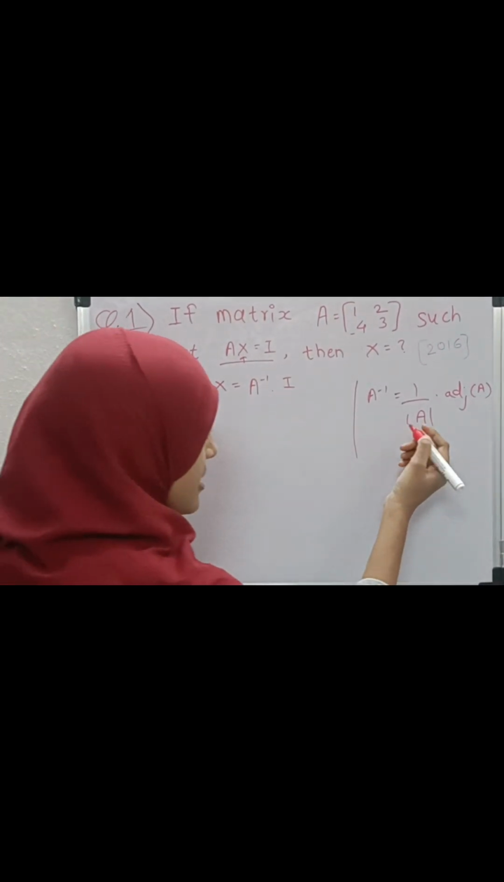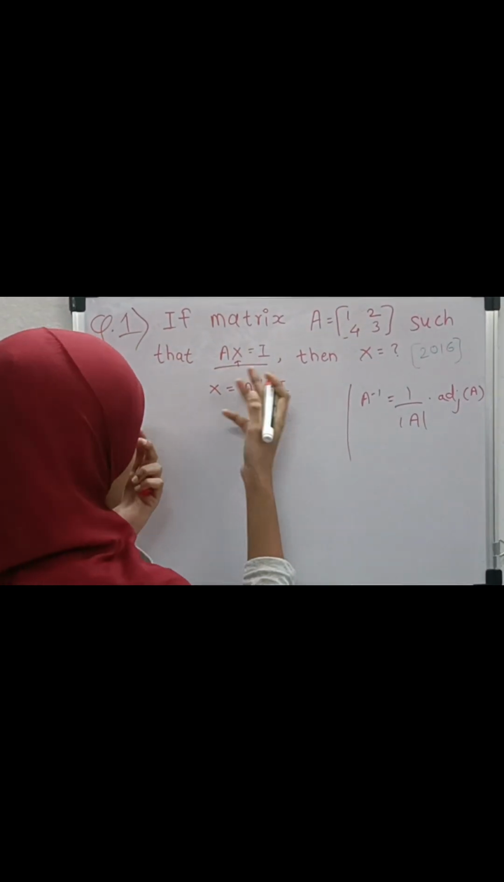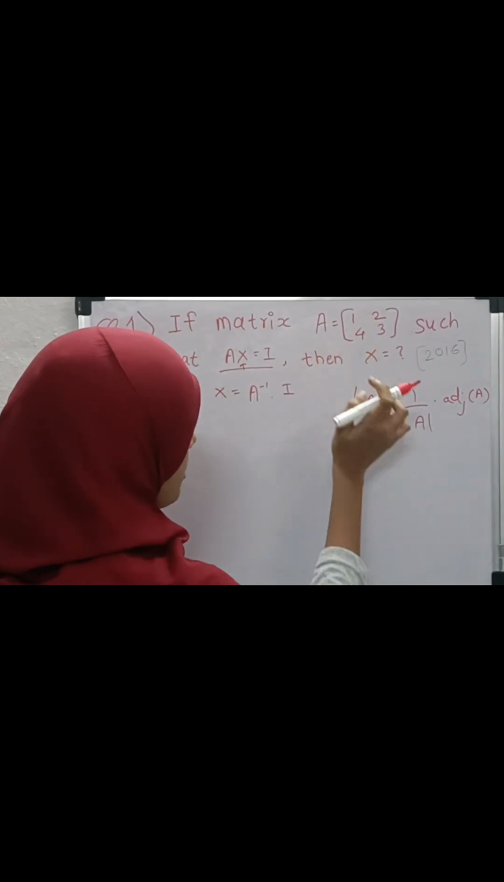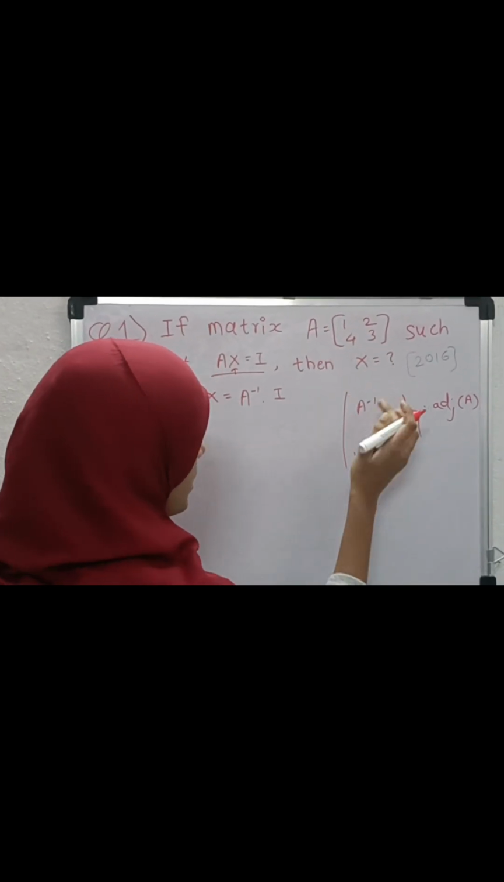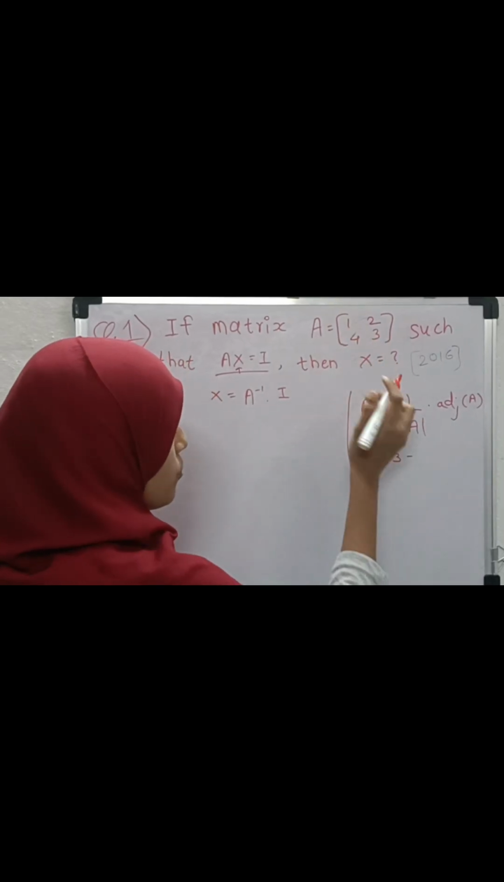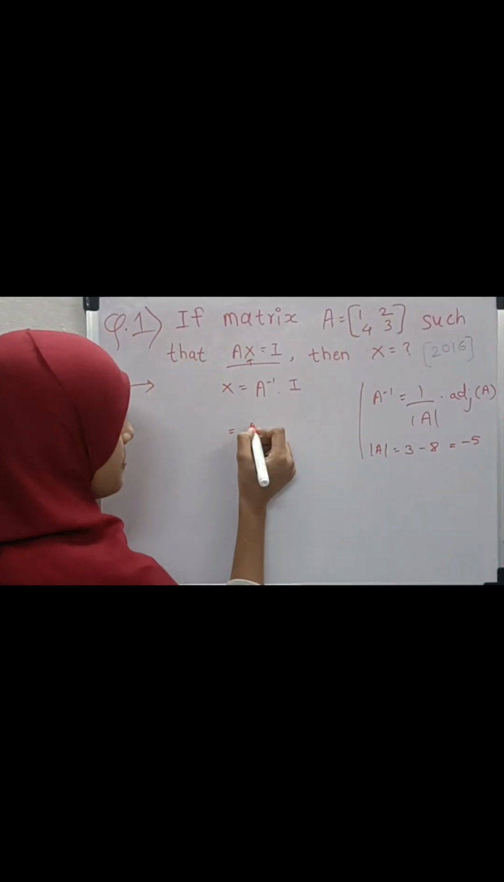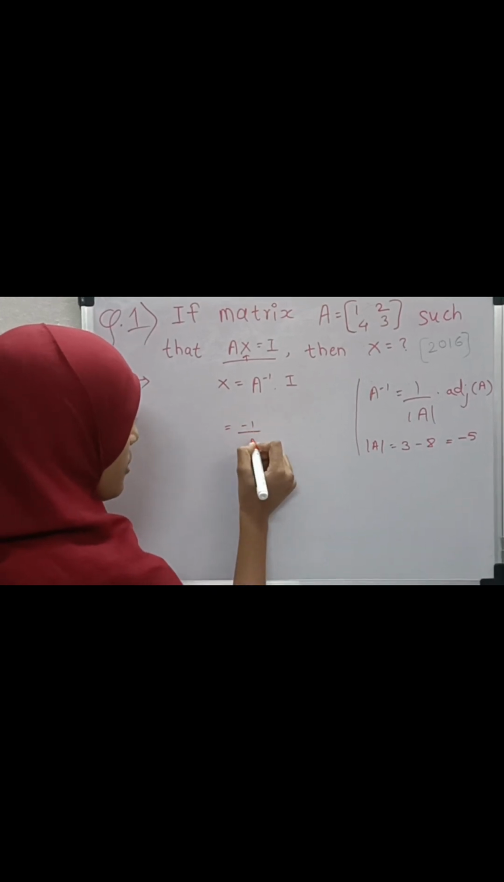So first find the determinant of this matrix, that is 1, 2, 4, 3. We simply know the determinant formula. Determinant A is equal to 1 into 3, that is 3, minus 2 fours are 8, that is 3 minus 8, that is minus 5. So we got the determinant, that is minus 1 upon 5.